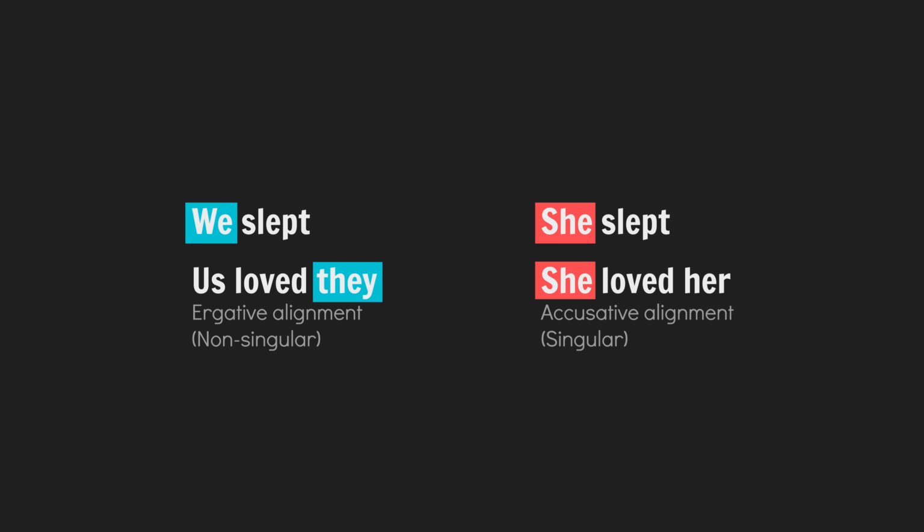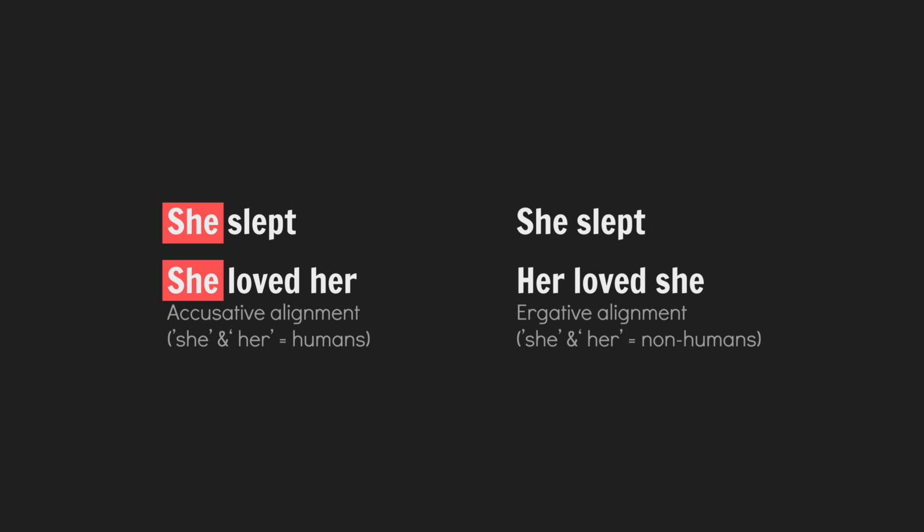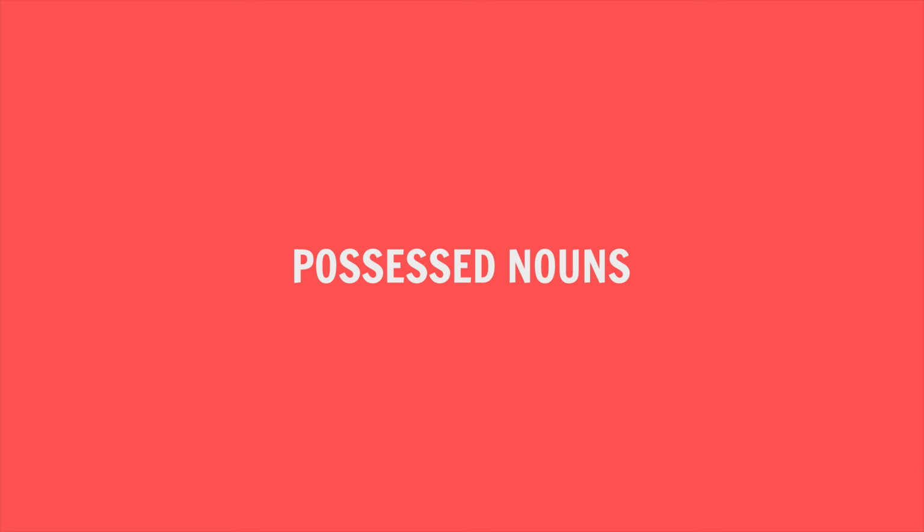And although I'm not sure if NatLangs do this, you could explore the possibility of humanness and animacy based splits. She slept, she loved her. She and her refer to humans, so accusative alignment. She slept, her loved she. Her and she refer to non-humans, ergative alignment.